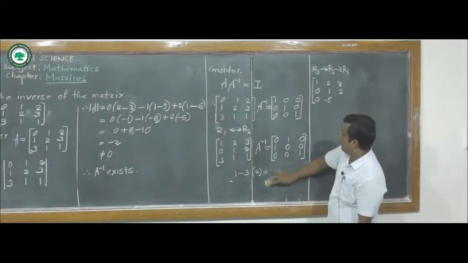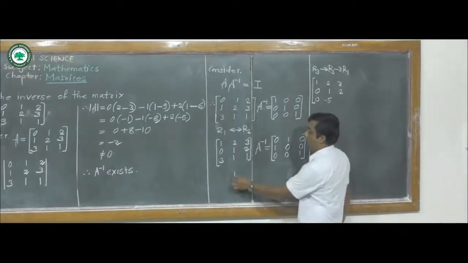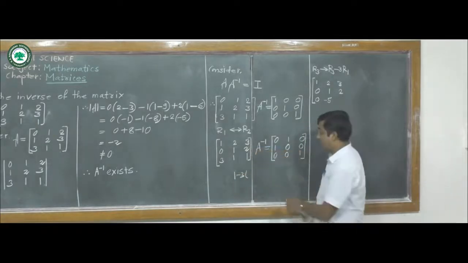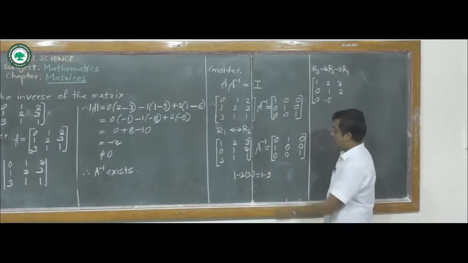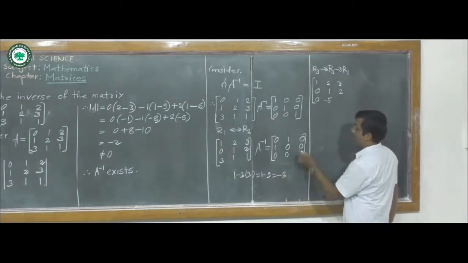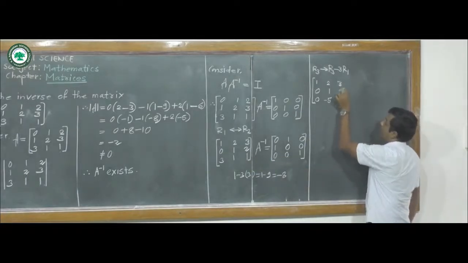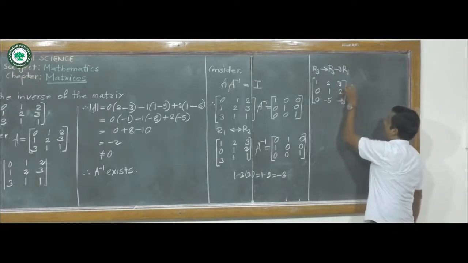Similarly, for the third element, the third element of row 3 is 1 with minus 3, and the third element from first row is 3. Here we get 1 minus 9. We know 1 minus 9 is minus 8. So here in the position of 1 we have minus 8. Here A inverse as it is.